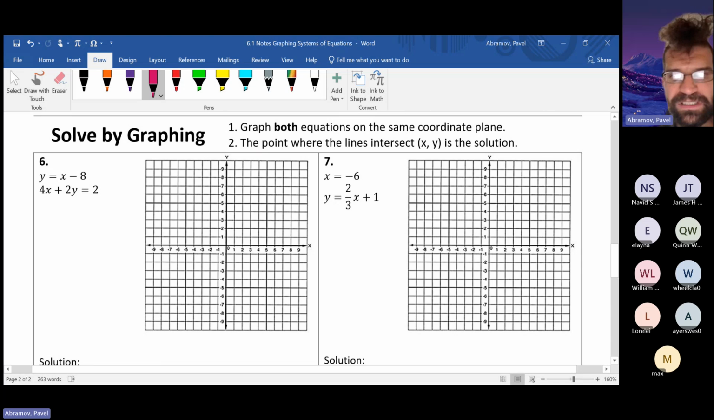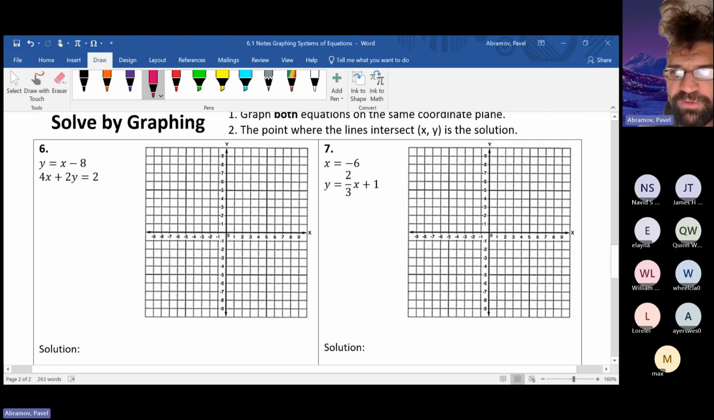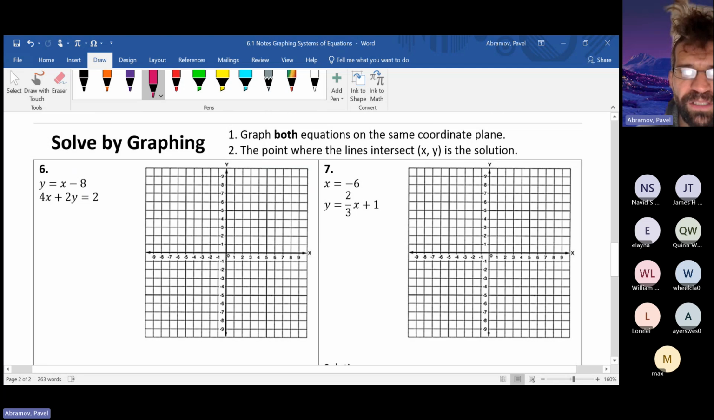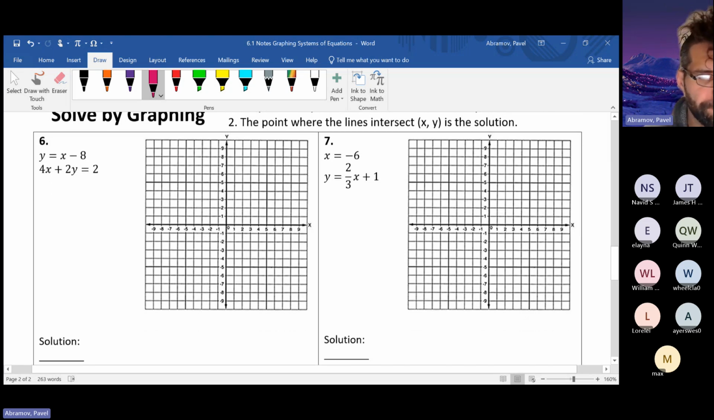Okay, so now let's look at some examples. And here it's all about the graphing. That's why we had to review graphing at the beginning of the semester. So first we're going to graph both equations, and then we're going to find a solution from the graph.